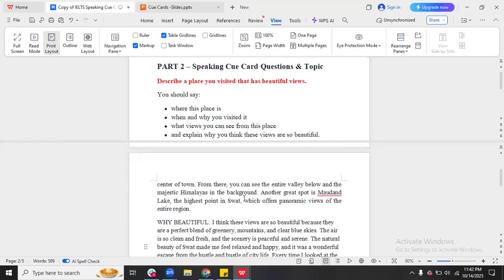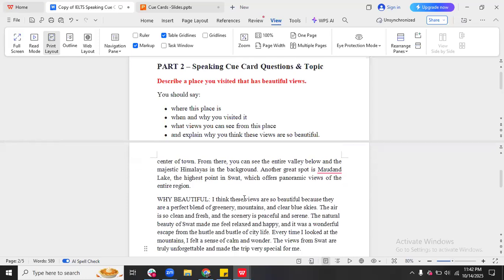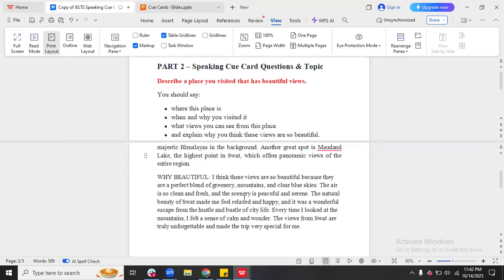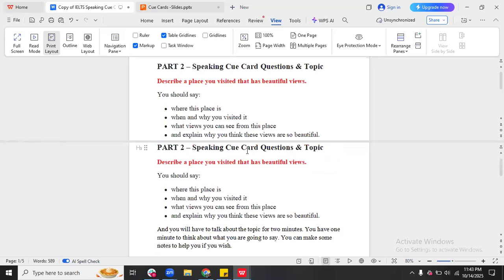And then there's why you think these views are so beautiful. These are beautiful because they have a perfect blend of greenery, mountains, and clear blue skies. The sky is clean, the air is clean, natural beauty, feel relaxed, a wonderful escape. So all of these things are to help you answer this.